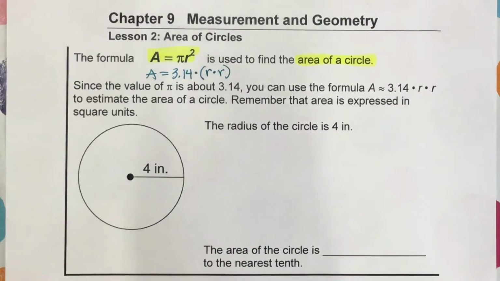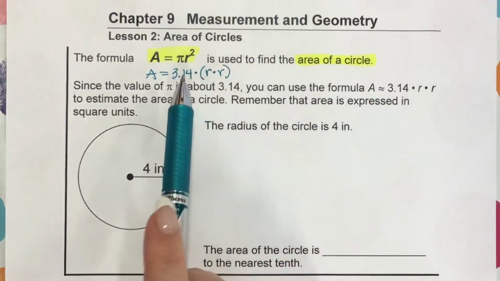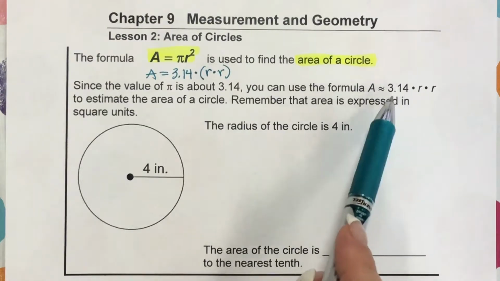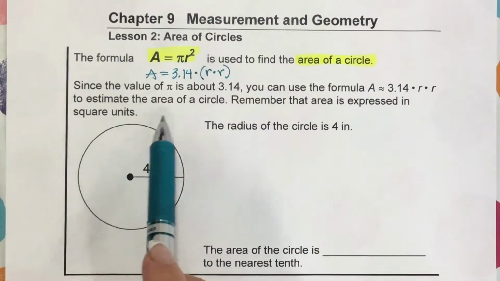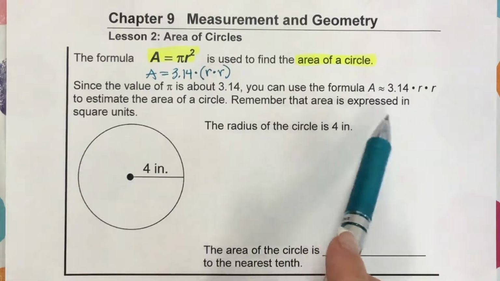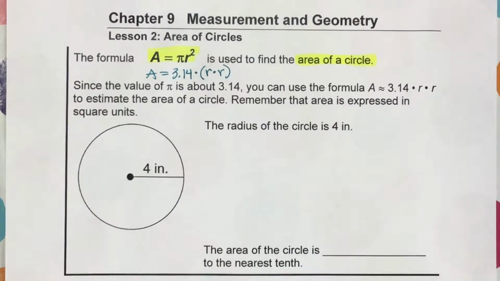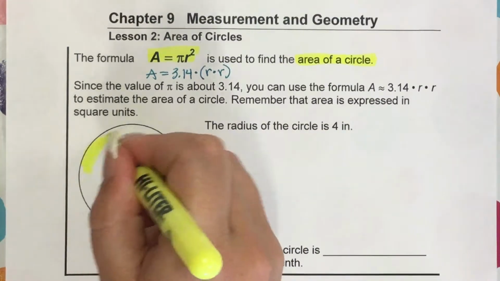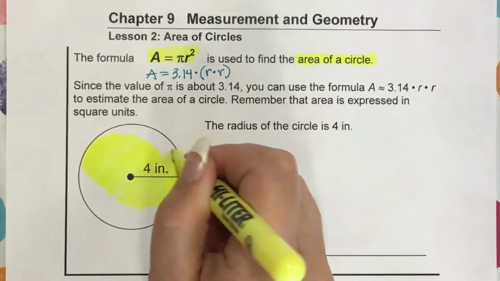Since the value of pi is about 3.14, you can use the formula: area is approximately, remember, whenever we put that 3.14 in for pi, it becomes approximate. So area is approximately 3.14 times r times r to estimate the area of the circle. Remember that area is expressed in square units. Whenever we're trying to determine the area of this circle, we're figuring out how much material we need to cover this entire circle here.